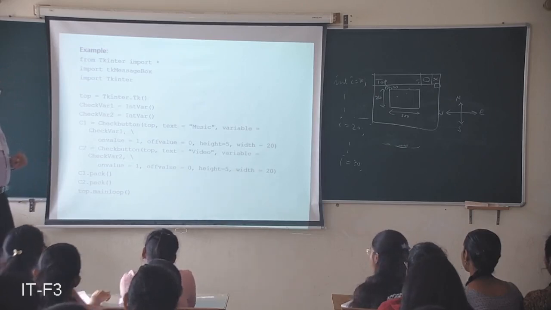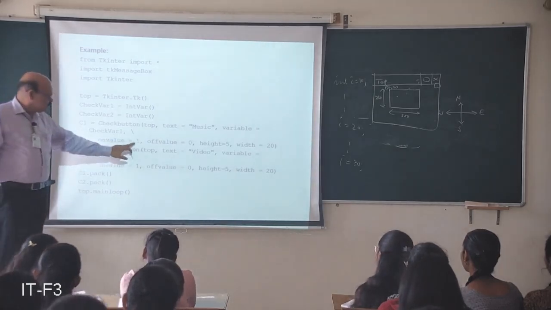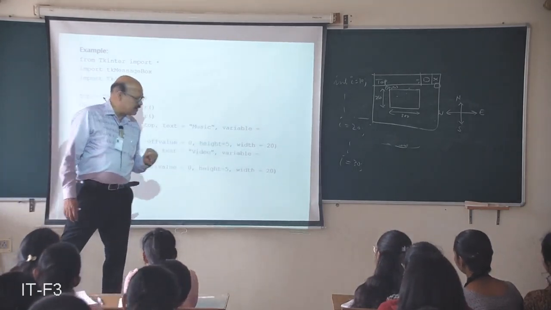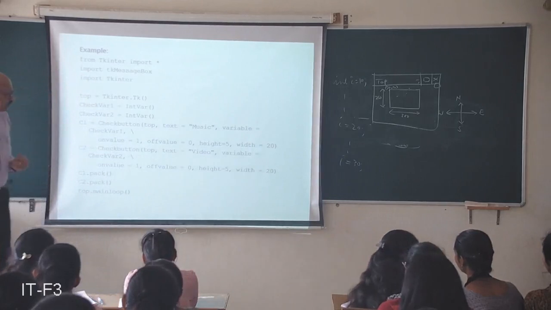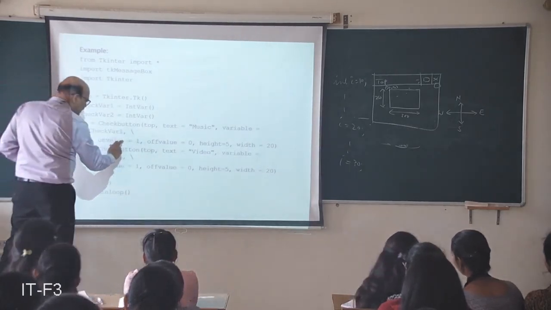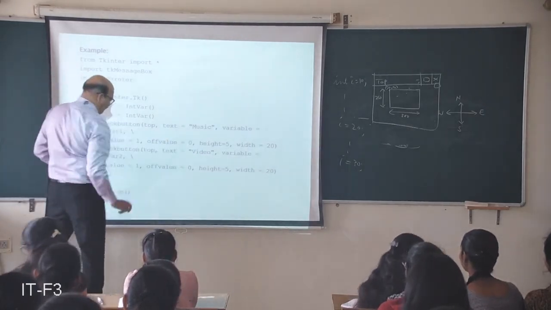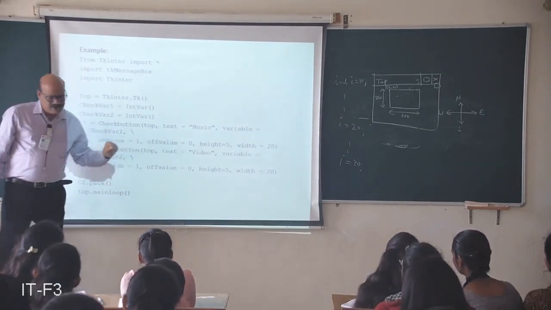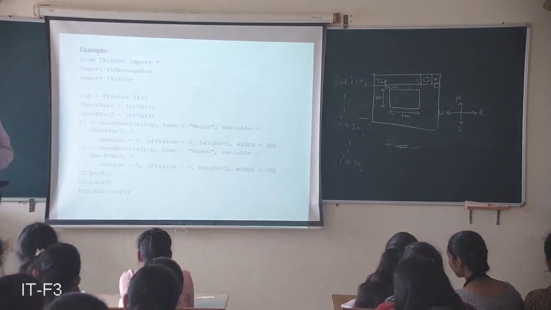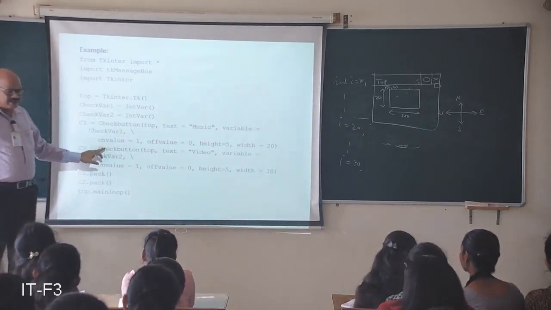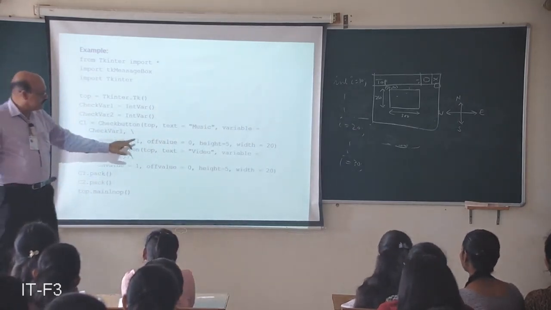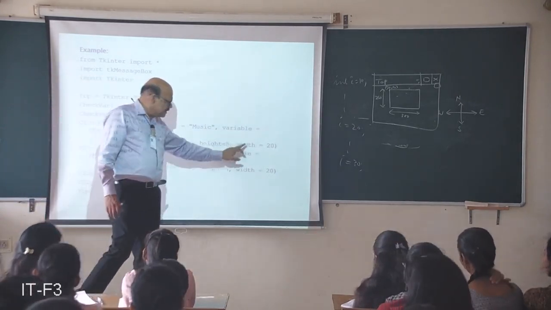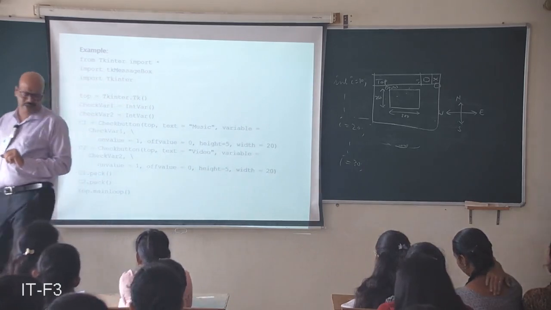Then what is this? On value is equal to 1, off value is equal to 0, height 5, width 20. These are the properties that we are setting. So when it is clicked, we treat it as on, and when it is not, we treat it as 0. So height, width. So what is the height and what is the width?